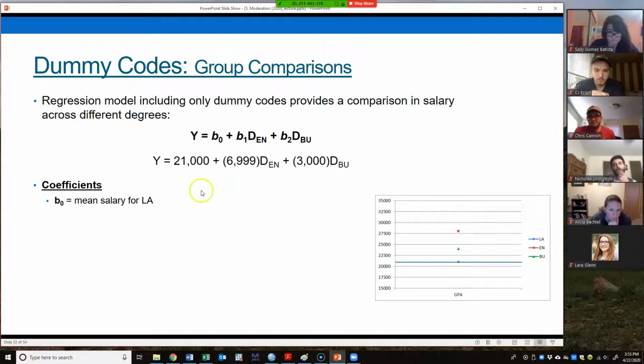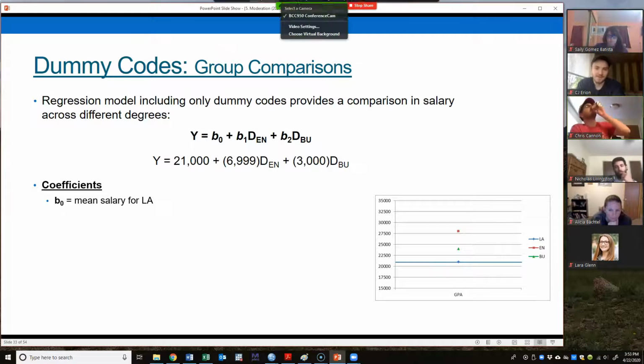Chris C., why do I interpret my intercept as the mean salary for people with a liberal arts degree? Is it because the dummy variables make it 0 both times, so it's kind of whatever's left over? Exactly. I could come through and give you a high five. That's exactly right. With the way I've set this dummy up, right?